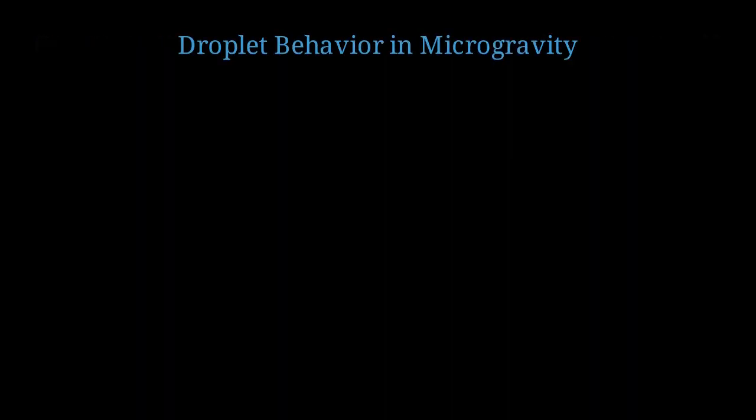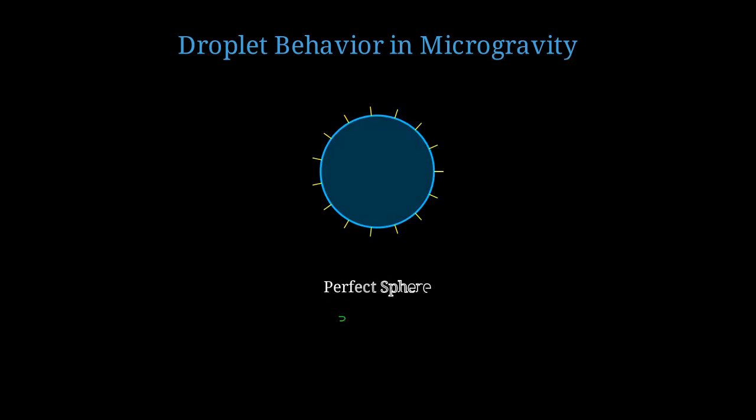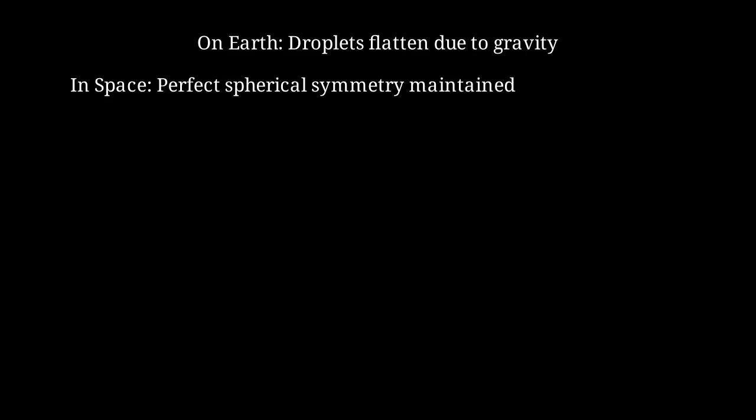This is where things get truly fascinating. In microgravity, droplets naturally form perfect spheres. This is because a sphere minimizes surface area for a given volume. The Laplace pressure difference equals 2 gamma over r. On Earth, gravity flattens droplets against surfaces. The shape becomes asymmetric, with a flattened base. In space, perfect spherical symmetry is maintained. This allows us to study pure capillary phenomena without gravitational distortion.